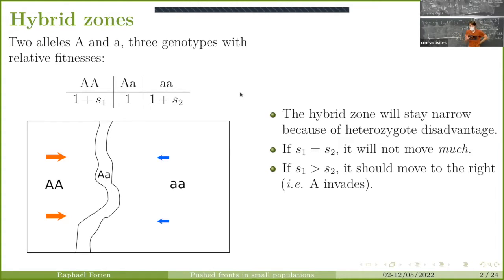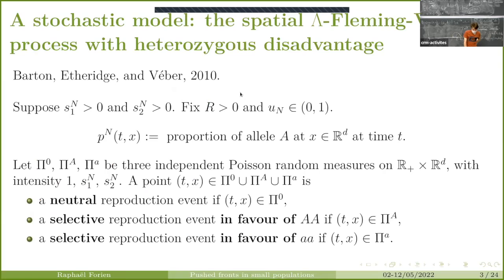But if the selection coefficients are different, then the hybrid zone might move to one side, because the fittest homozygous type is going to invade the population. We want to understand how this happens in natural populations and what the effect of stochasticity is on these kinds of populations. I'm going to start with a really complicated model and simplify it as we go along.